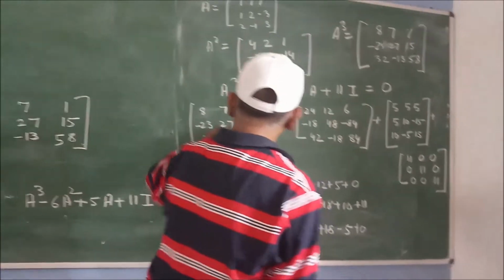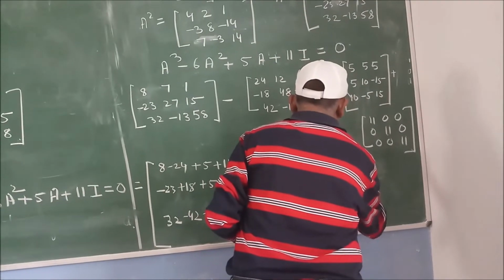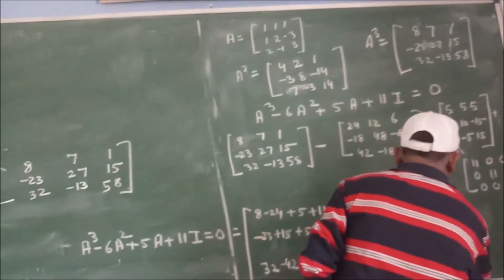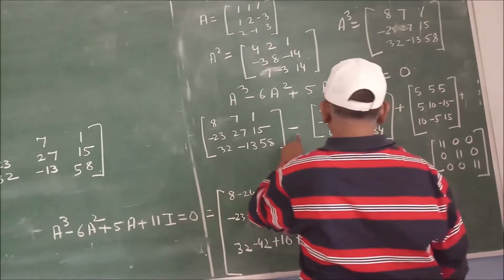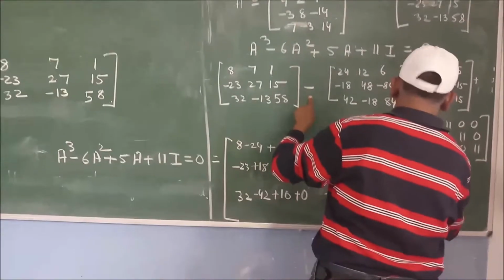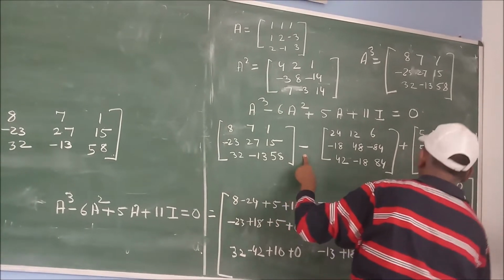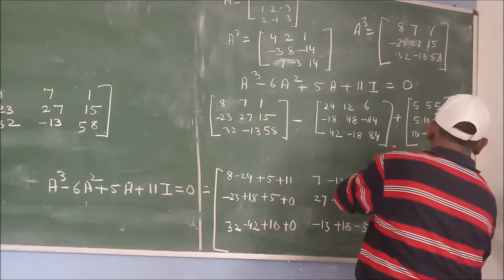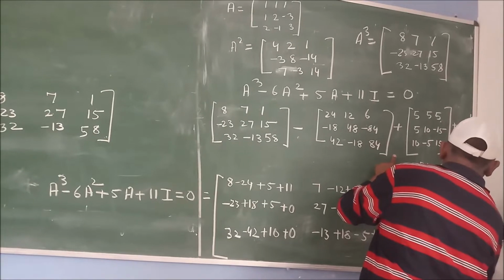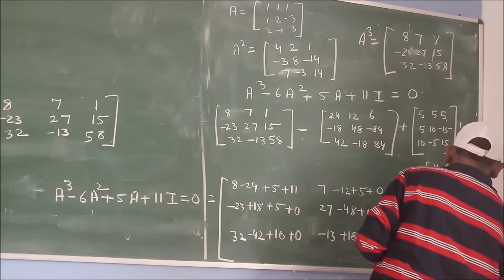And last term will be here 1, 15, 58. This is your 1 plus 1, 15, 58. Again minus 42. Here C3 minus 6 plus 84 minus 84. Here plus 5 minus 15 plus 15. And here will be 0 plus 0 plus 11.